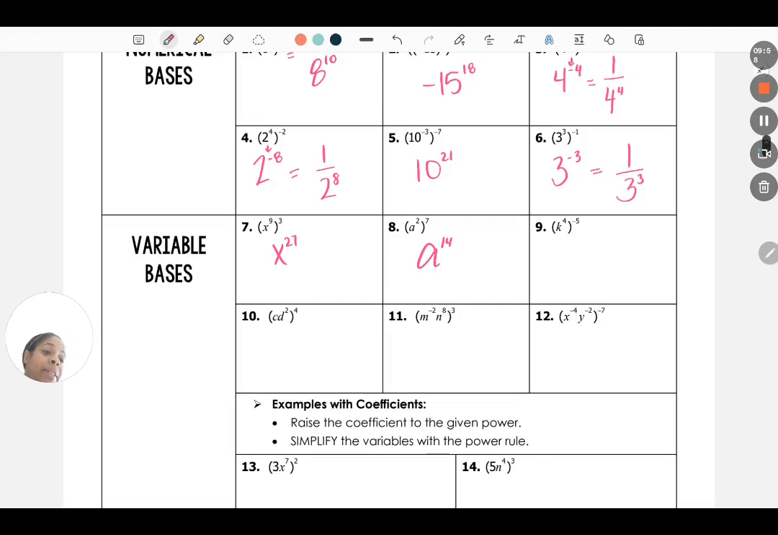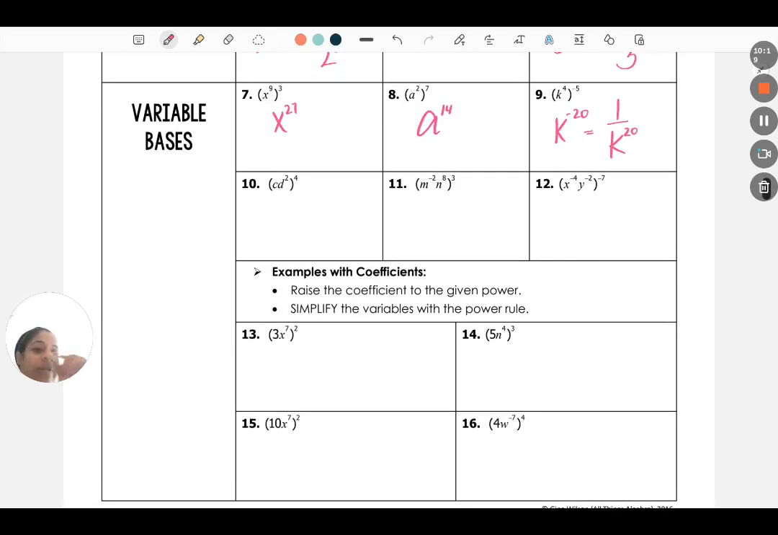We have k raised to the power of 4, and that raised to the power of -5. So k is going to be my base. And 4 times -5 is -20. But we can't leave that negative sign, so it's going to become 1 over k to the 20th. Okay.